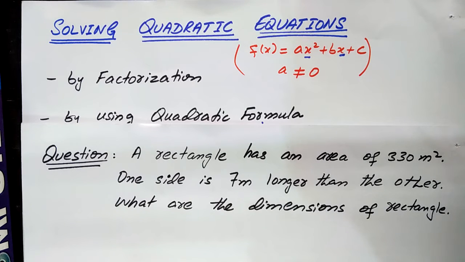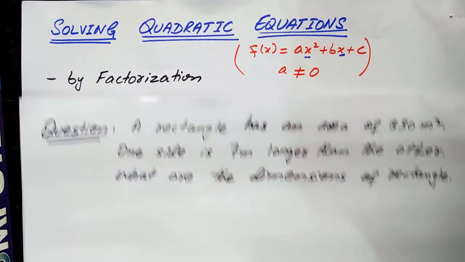In this video, we want to solve a quadratic equation that is basically in the form of a word problem, and we will make the quadratic equation and we will want to find out the dimensions of a rectangle that is given in the question. A rectangle has an area of 330 meters square. One side is 7 meters longer than the other. What are the dimensions of the rectangle? First of all, draw the rectangle.